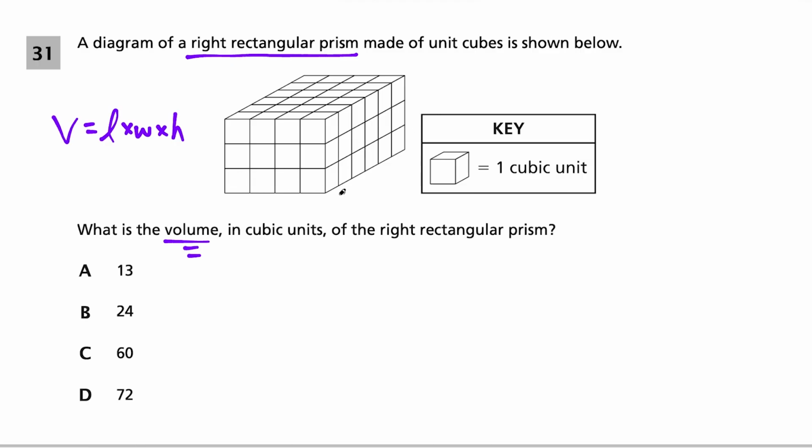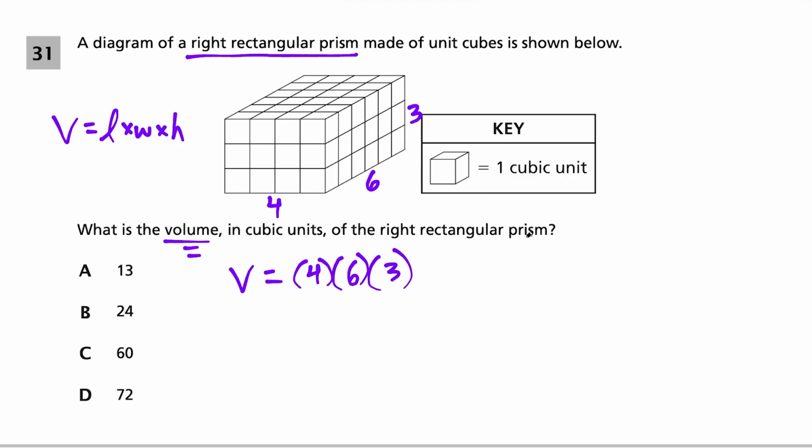So across here, we could call this the length. We're going 1, 2, 3, 4 spaces. And then going back, we're going 1, 2, 3, 4, 5, 6. And then going up, we're going 3 units up. So here, the volume, we could say, is the length, which is 4, times the width over here, which is 6, and then times the height, which is 3.